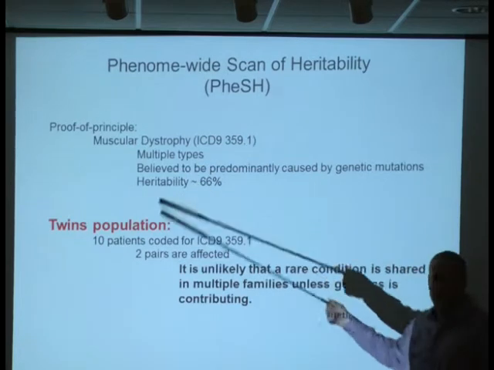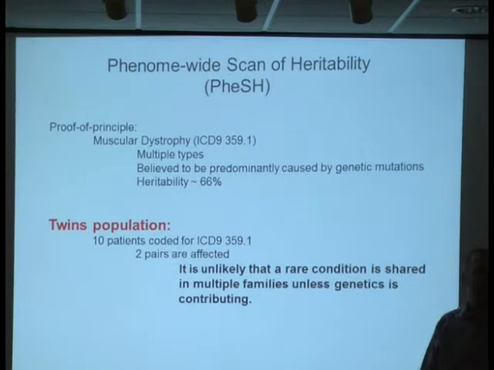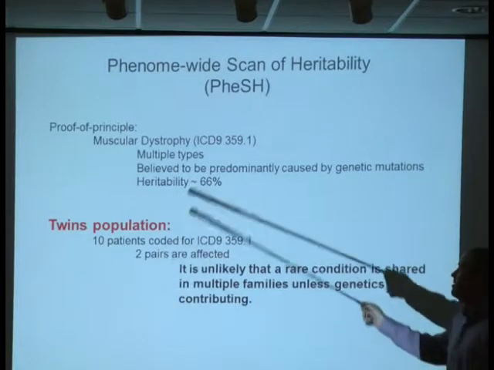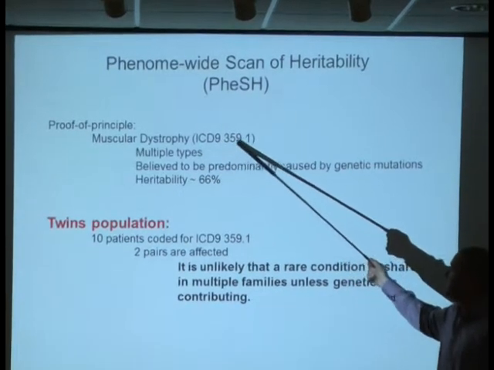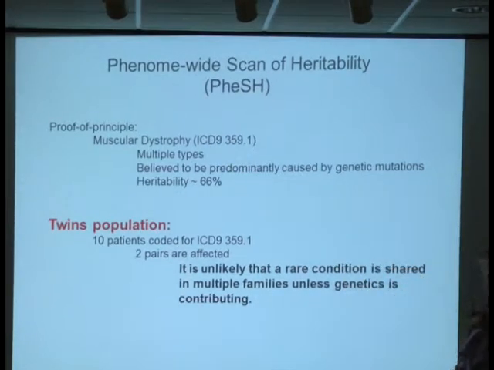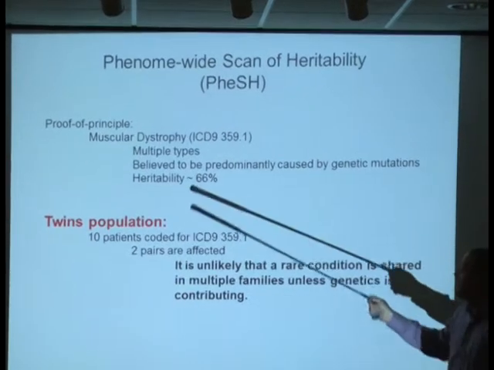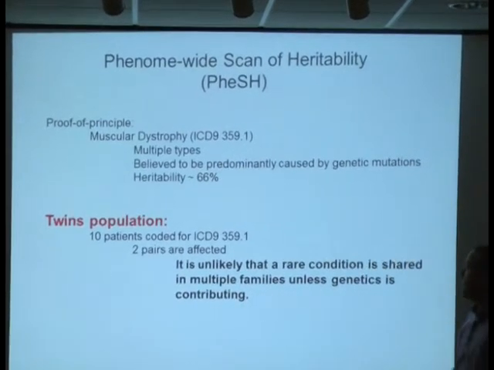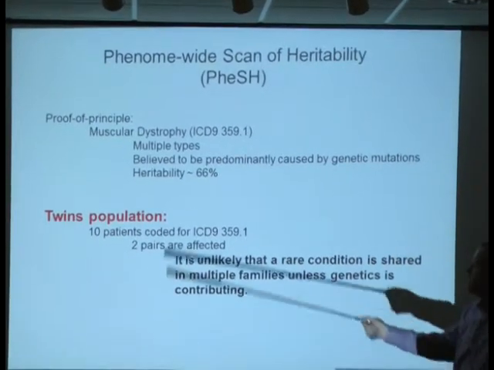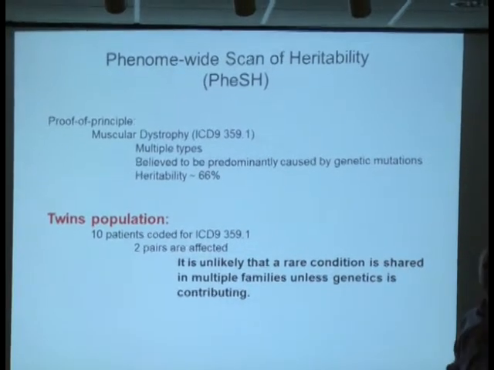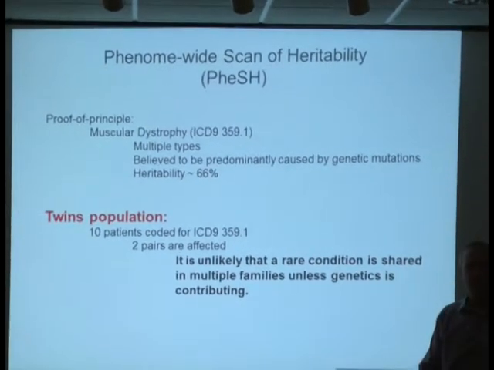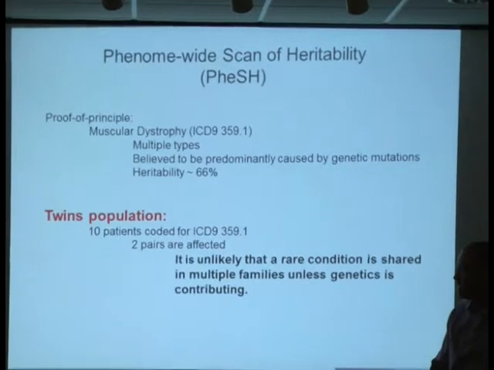There's actually multiple types of muscular dystrophy. So this is where I benefit from ICD-10 systems, where the 5 or 6 different types of muscular dystrophy will be broken down into varying levels of the disease. Now, muscular dystrophy is predominantly caused by genetics, and based on the literature, it's estimated that 66% of the disease can be explained by genetics.